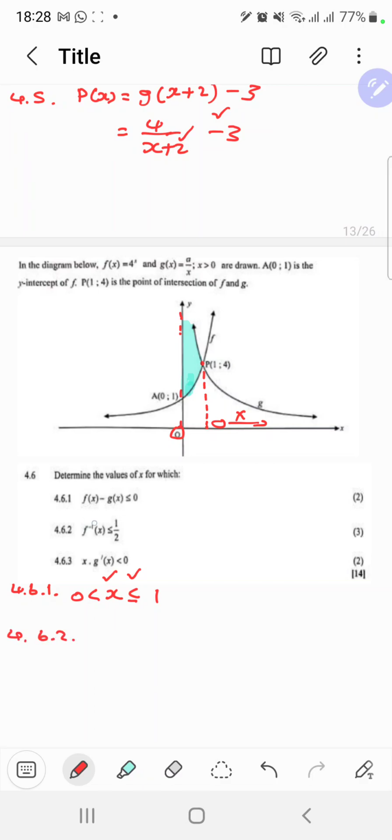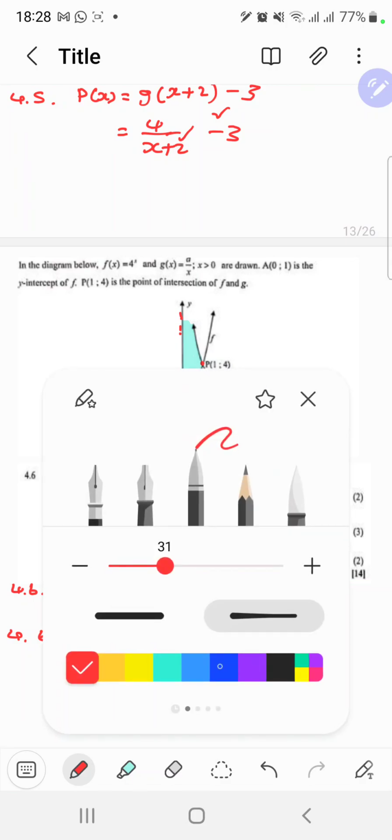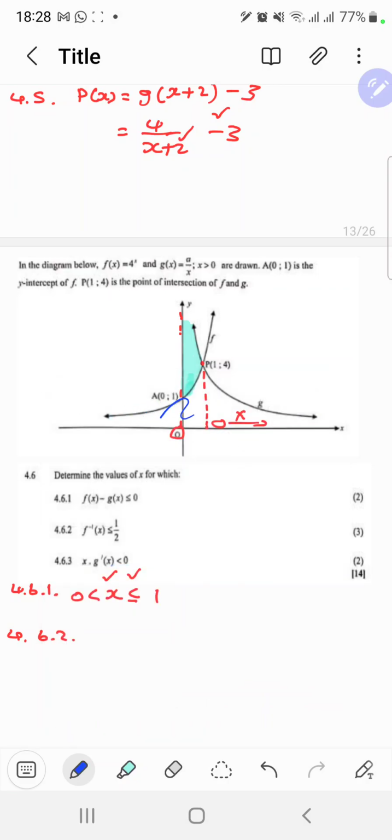4.6.2. Now the inverse of f must be less than or equal to 2. Remember, the inverse is a logarithmic function. So let's just do it. The inverse of f is a logarithmic function. If this is 1 over here, the log function is going to be doing something like that. It is itself an increasing function, and of course it will never cross the asymptote over there. So this is the inverse of f.